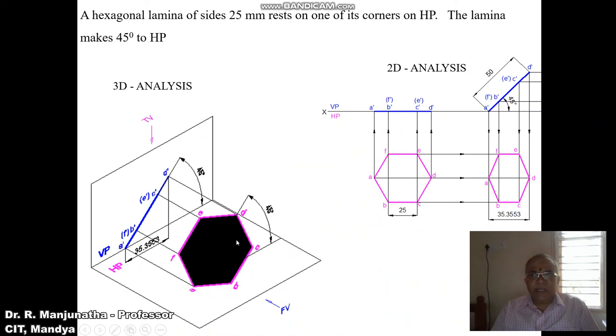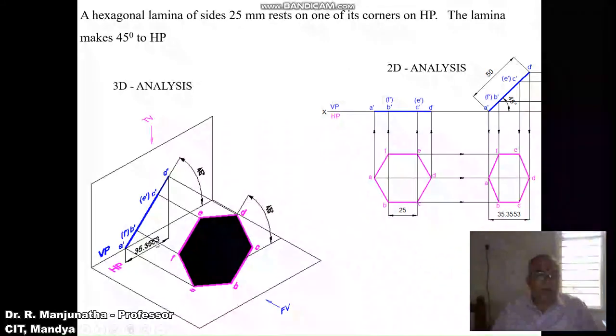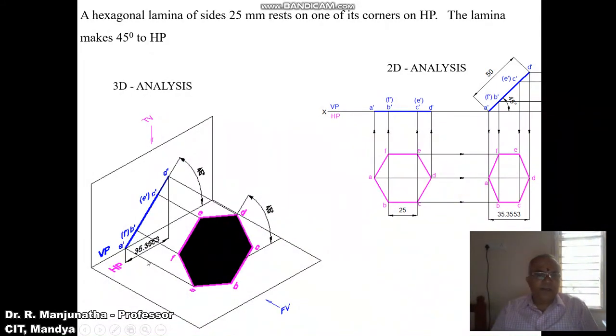As the surface becomes inclined, the diagonal of the lamina is also inclined. Once the diagonal becomes inclined, in the top view you will get the apparent length of the diagonal, which is 35.3553. This is the dimension you get, which is less than the actual length of the diagonal, equal to 50 mm. Here you can see in the 2D also, one of the corners is resting on HP and the surface makes an angle of 45 degrees to HP. As the surface becomes inclined to HP at 45 degrees, the diagonal of the lamina, A dash, D dash, will get the apparent length.